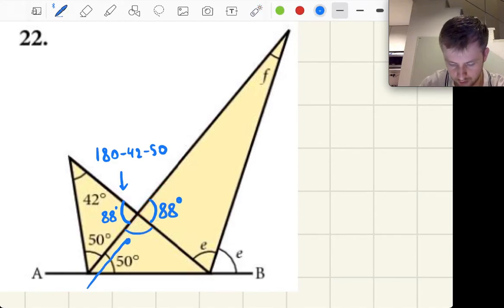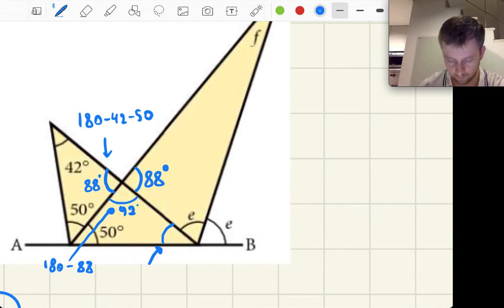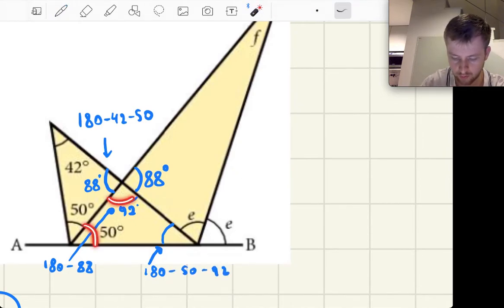So this angle will be 180 minus 88. That will be equal to 92 degrees. Now we can find this one, and finally we are getting somewhere. So we can find this angle as well. It will be equal to 180 minus 50 minus 92. So again, sum of angles in triangles. These three add up to 180, so we can find the missing angle quite easily.